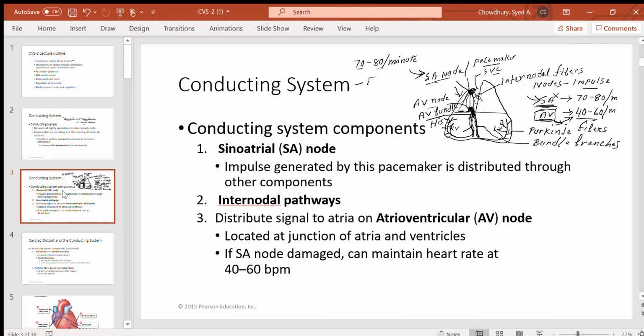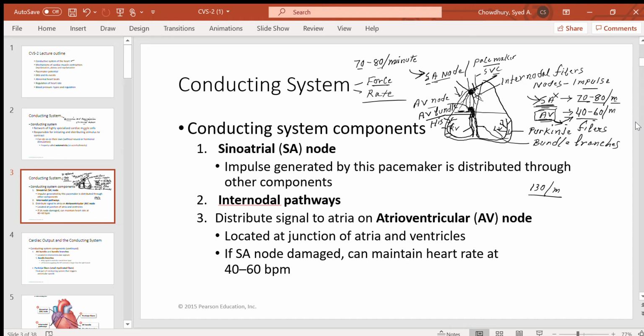Force of contraction is how strongly the wall or muscle will contract, and how many times, that's the heart rate. Okay, so now normally the SA node produces 70 to 80 impulses per minute. However, if for some reason the SA node produces more, for example 130 impulses per minute, your heart rate will be 130.